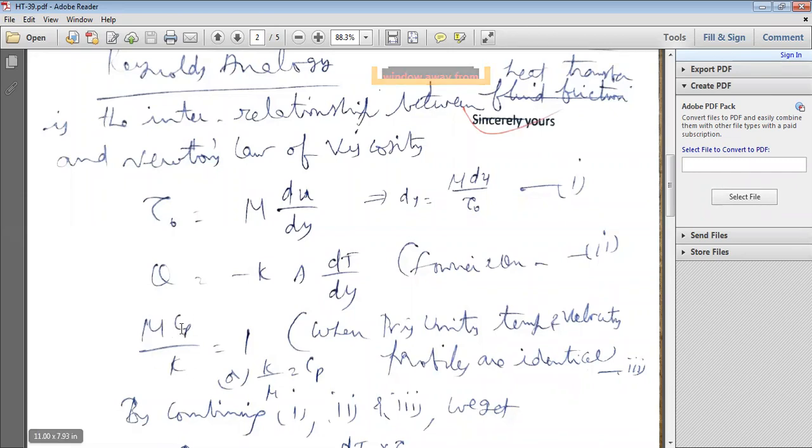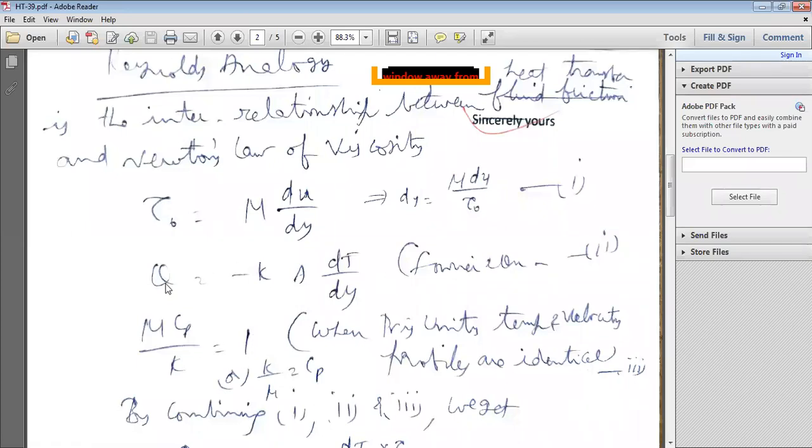I have already given the importance of Prandtl number while discussing the temperature profile in convection, and also how to calculate it: mu into Cp by K. When the temperature and velocity profiles are identical, the Prandtl number is equal to 1. That is, mu into Cp by K is equal to 1.